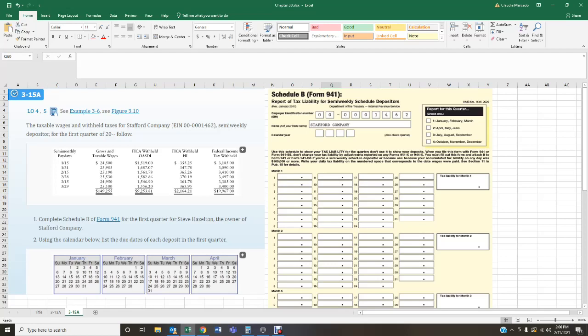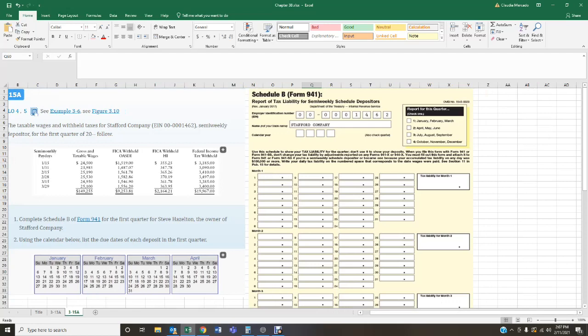Okay, let me jump over to the problem. It says the taxable wages and withheld taxes for Stafford Company, which is a semi-weekly depositor for the first quarter, follow. They give us the semi-monthly paydays for the quarter, the gross and taxable wages, the FICA withheld OASDI, the FICA withheld HI, and the federal income tax withheld. We are being asked to complete Schedule B of Form 941 for the first quarter for Steve Hazelton, the owner of Stafford Company. They're also asking us that using the calendar provided, we list the due dates for each deposit in the first quarter.